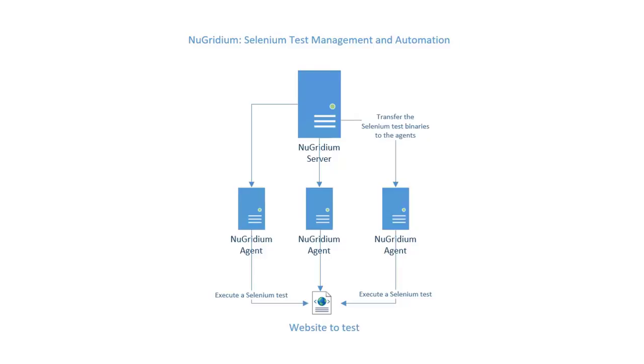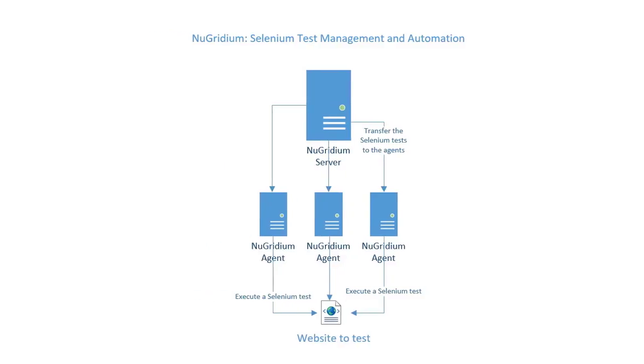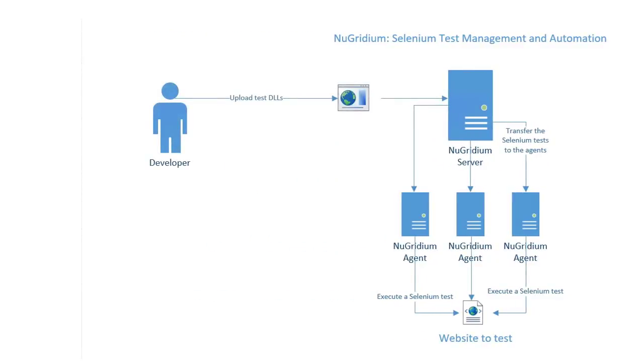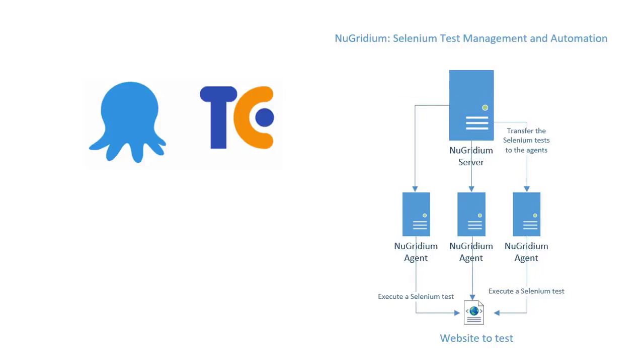NuGridium is a test management system that helps you automate and parallelize your Selenium WebDriver tests. It consists of a network of agent machines connected to a central server. It allows you to upload your Selenium test binaries via the web portal or via the API.